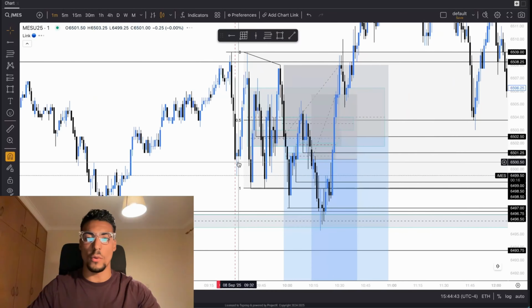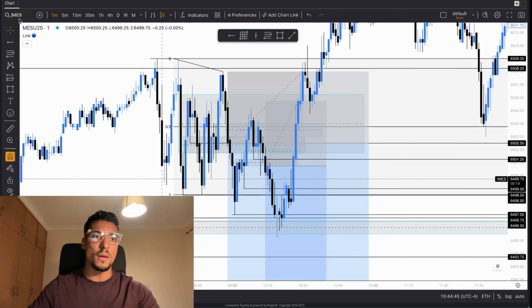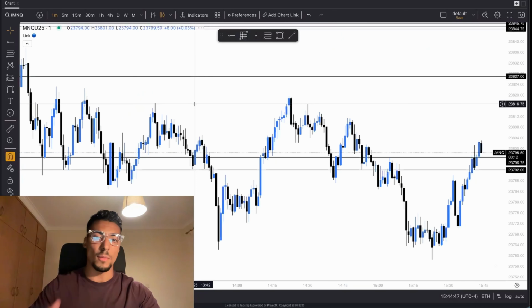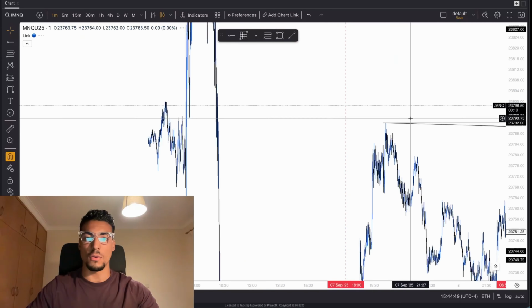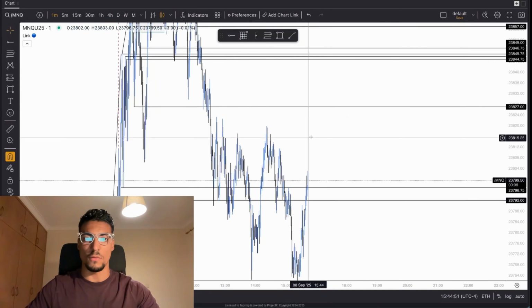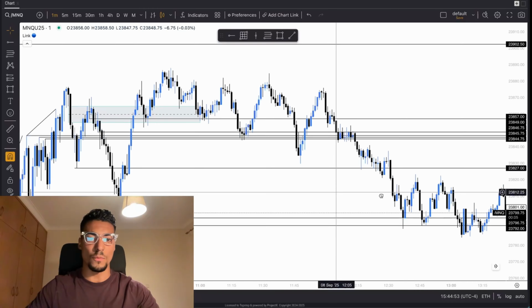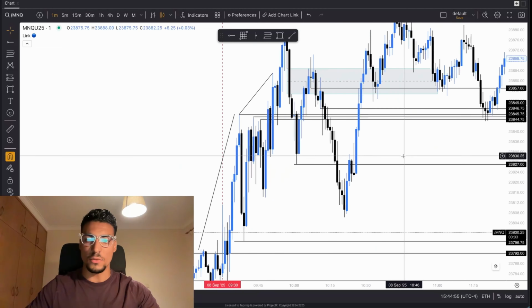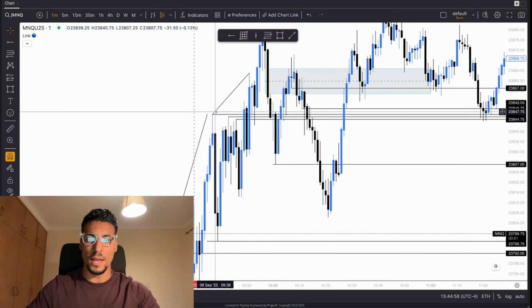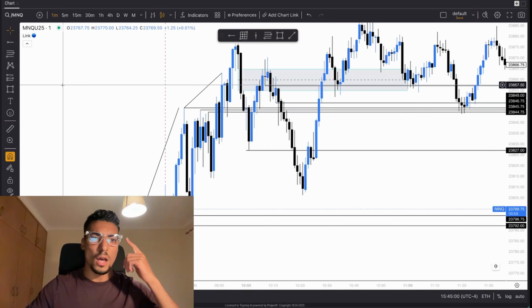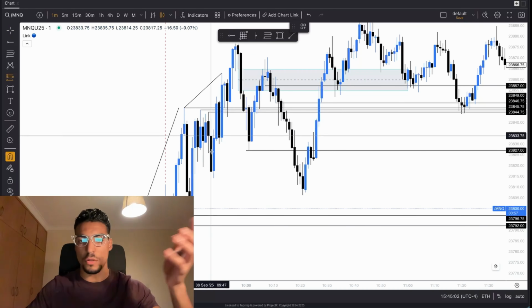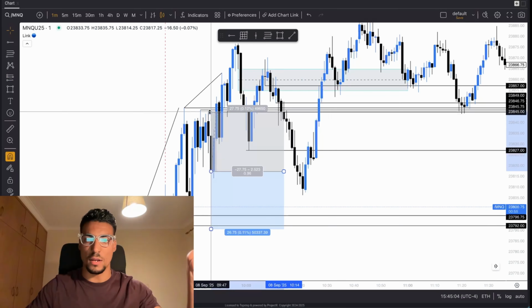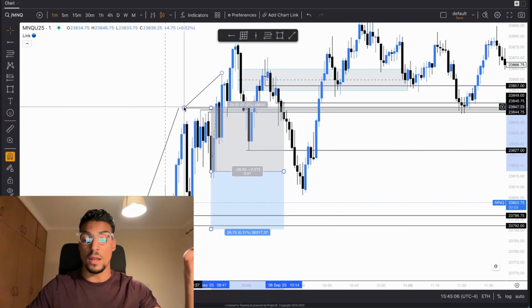But I was not willing to enter here on this break of structure. Why? Because on NQ, and again I'm all about liquidity, and I can talk about it a little bit in another video, we have all these relative equal highs. So I have these 1 minute highs, 1 minute highs, 1 minute highs, and I'm not willing to trade because of course both indexes are correlated. So if I trade here, it's almost like I'm trading the ES.